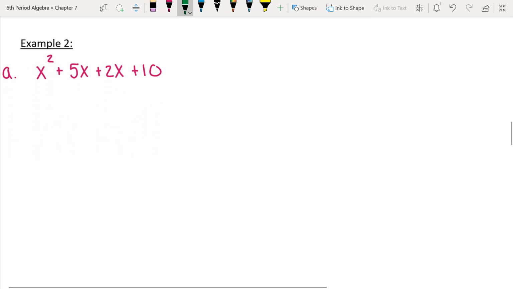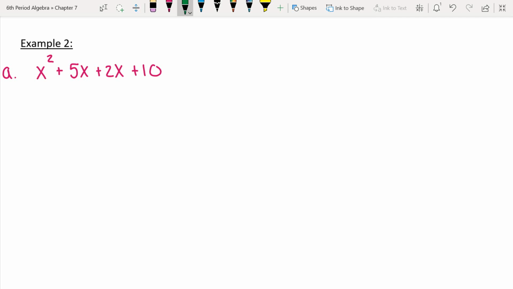This one is all you. No help, nothing. This is example 2A. Try this one 100% on your own. Then unpause when you're ready to check your answer. Okay, let's see how this went.